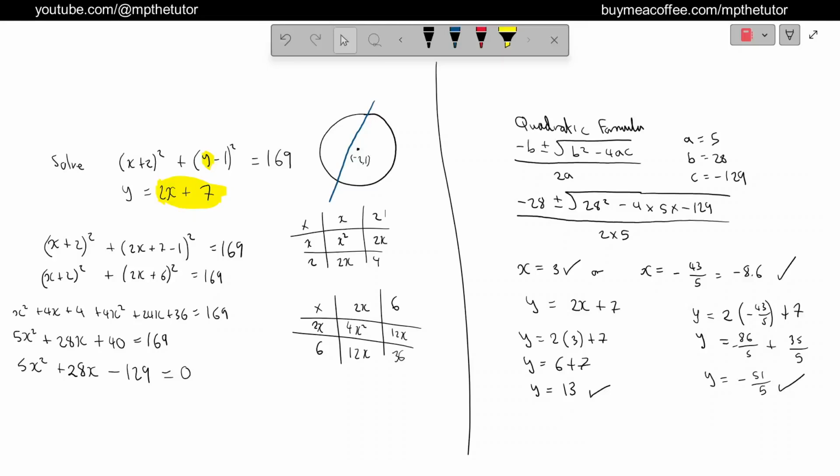So if it's coordinates, what you'd have is you could have it as (3, 13) or (minus 43 over 5, minus 51 over 5). Because this is a circle intersecting a line, you could have it as coordinates as well. So it's a bracket.